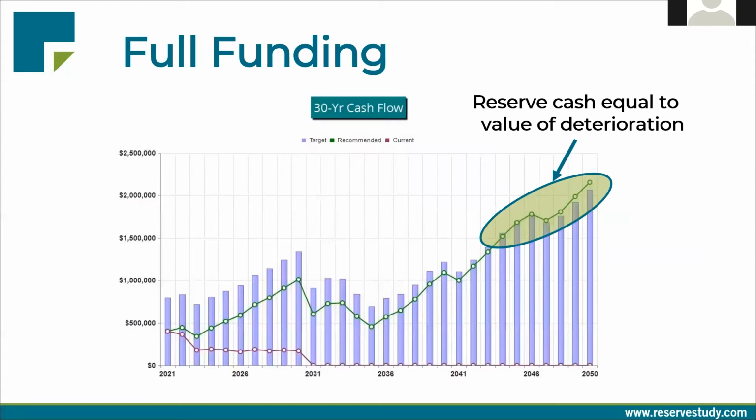Pursuing a full funding goal looks like this. Wanting to have your cash in reserves, the green line, eventually grow to match the value of the reserve component deterioration at the association, which are the violet bars that you can see. You can see the red line is what the association is currently contributing. Continuing their contributions will completely have them run out of money in about 10 years.